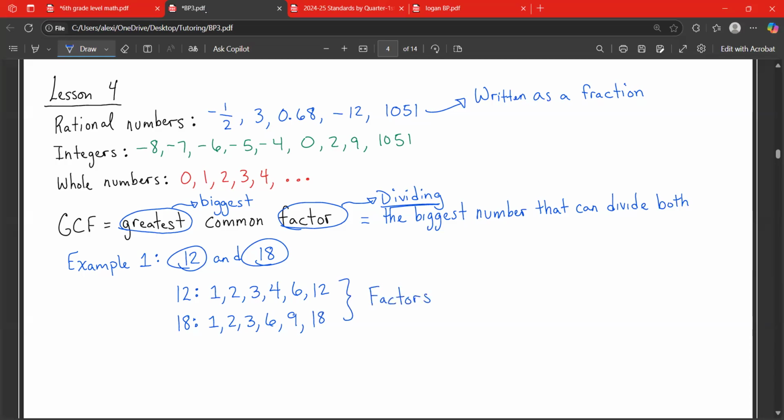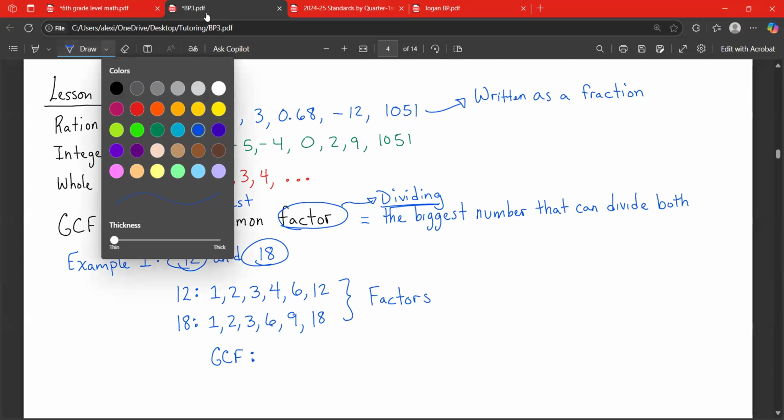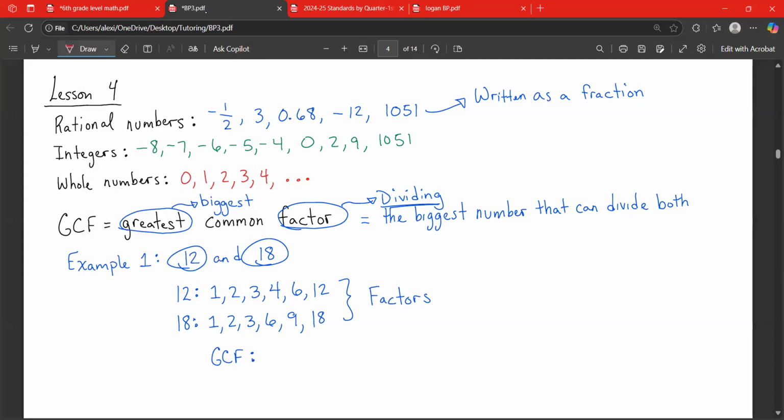So now when I need to find the GCF or the greatest common factor, I look at both of my lists and I'm looking for the number that they have in common that is the biggest. So I give you a moment to look at it. You're thinking about it. Do you see which one it is? Well, hopefully you see it's this one, 6. So 6 is the greatest common factor between 12 and 18.